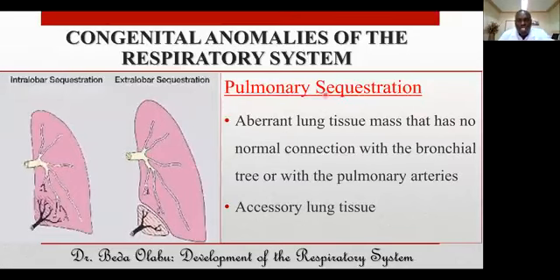We have what we call pulmonary sequestration. This is where you have aberrant lung tissue. That aberrant lung tissue has no communication with the airways. It is lung tissue, but it is not in communication with the airways, so it doesn't really participate in gas exchange. Usually also, it does not have any communication with the pulmonary arteries. Actually, it has communication with the systemic vessels. So we call it pulmonary sequestration or accessory lung tissue, like in this case.